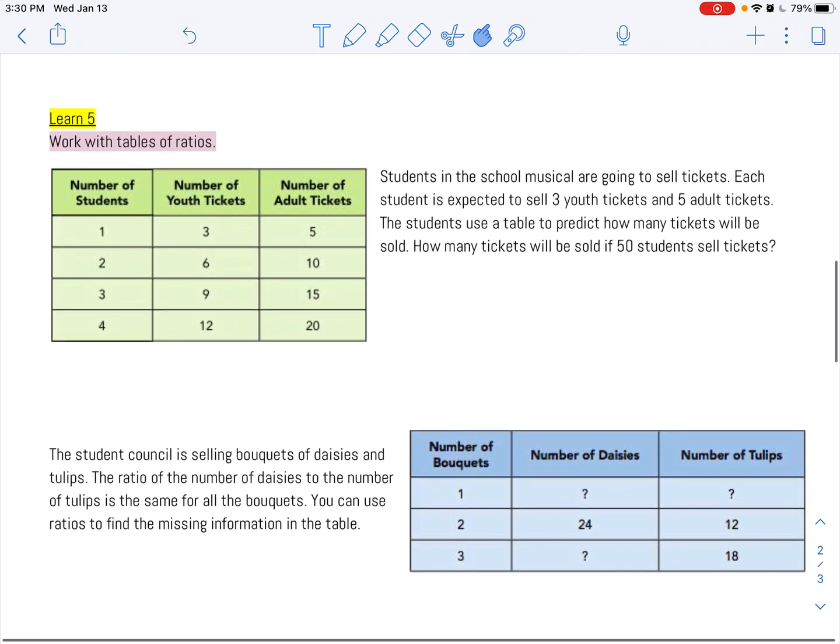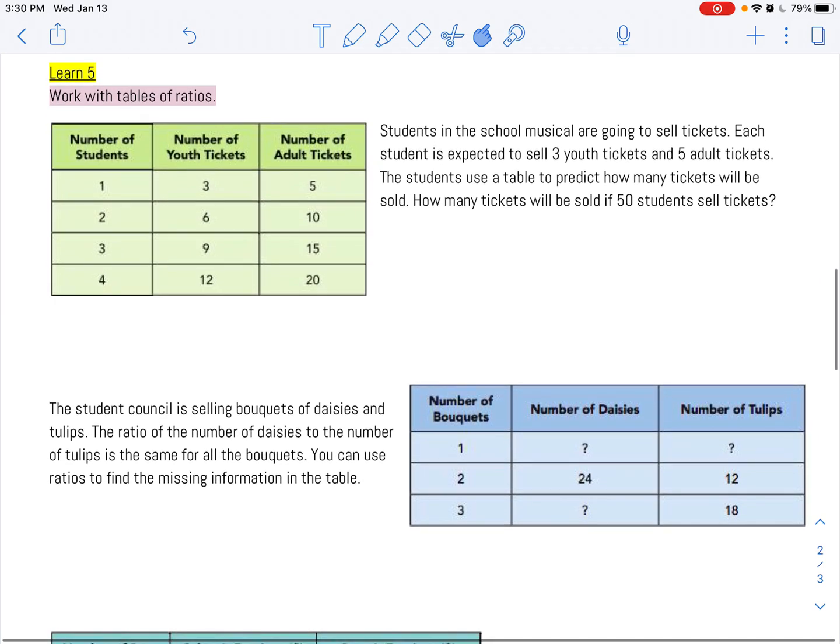All right, our last learning objective here in this section is working with tables of ratios and looking at some word problems. So we're going to take what we've practiced so far with equivalent ratios and ratios in general. We're going to be looking at tables and numbers within that and solving from there.